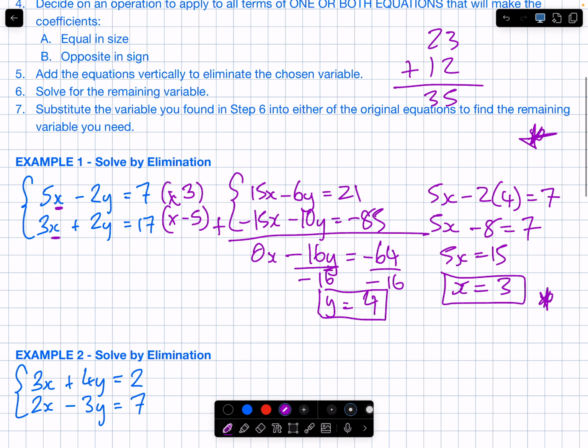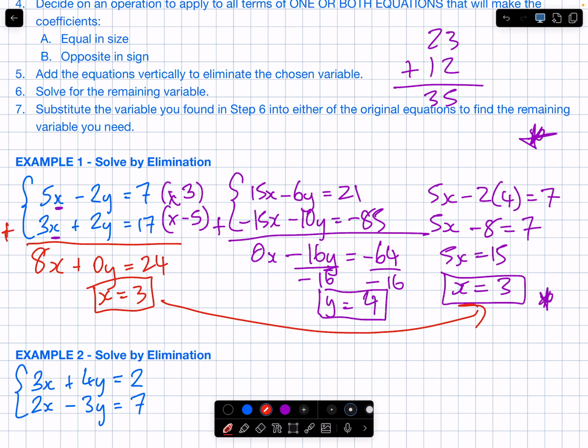But here, now that we're MLG pros, is there a better way that I can answer this? Is there already something that's the same size and opposite sign? Can I add that vertically instantly? Yeah. 5 plus 3x is 8x. Negative 2y's plus 2y's. How many y's do I have now? Nothing. Plus 0y. 7 and 17 is 24. See how y has been eliminated? Okay, 24 divided by 8. X is equal to 3. Oh, wow. It's the same.